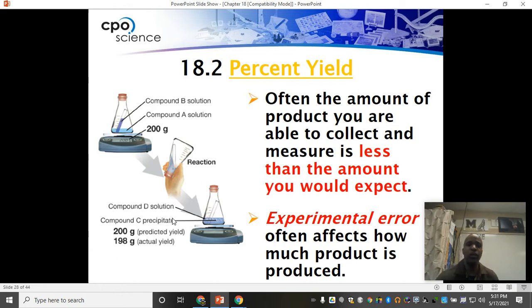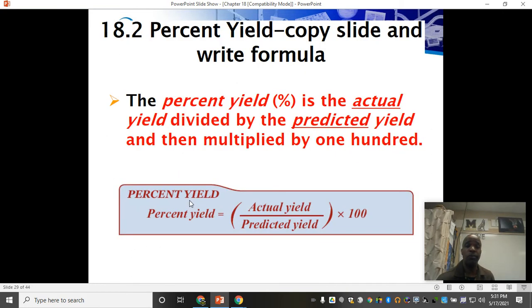That's the percent yield. Often the amount of product you are able to collect and measure is less than the amount you expect. We call that sometimes experimental error, and it often affects how much product is produced. But it's not a perfect world, so you're not always going to have the right amount of all of the raw materials to do everything that you may need. Here, copy this slide, please.